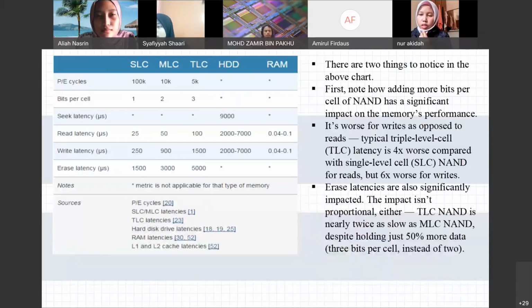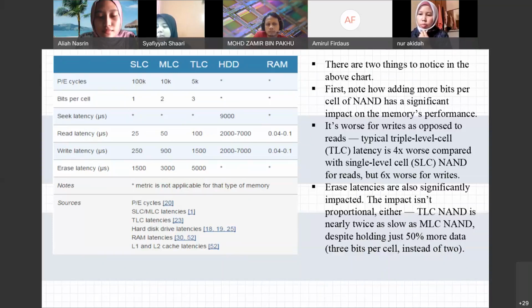This chart shows the access latency for typical storage mediums, given in microseconds. NAND is nowhere near as fast as main memory, but it's multiple orders of magnitude faster than a hard drive. Write latencies are significantly slower for NAND flash than read latencies, but they still outstrip the traditional spinning media. So there are two things to notice in the chart.